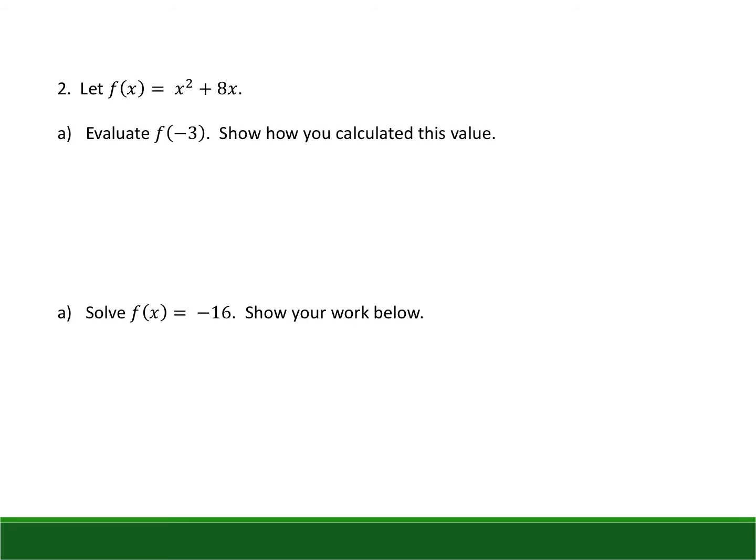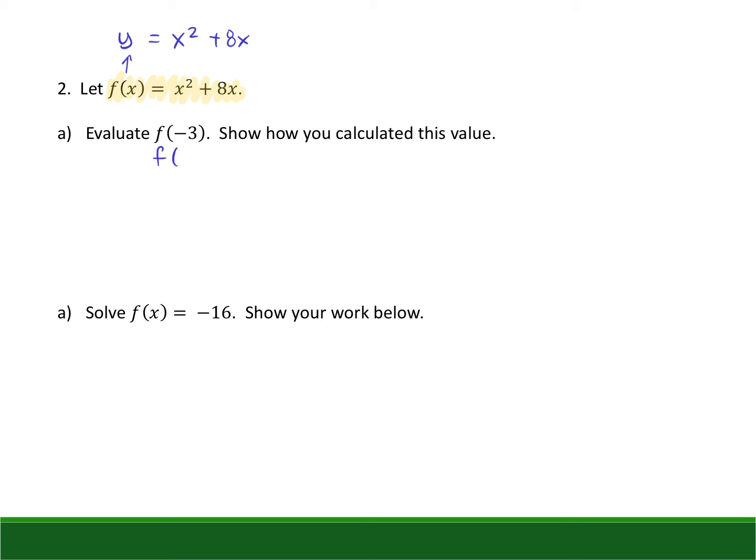In question 2, we're given a function, and you can see here that the function is f of x is equal to x squared plus 8x. And don't forget that f of x is just another way of saying y. So you can rewrite this as y equals x squared plus 8x, okay? Now, the first question says evaluate f of negative 3.